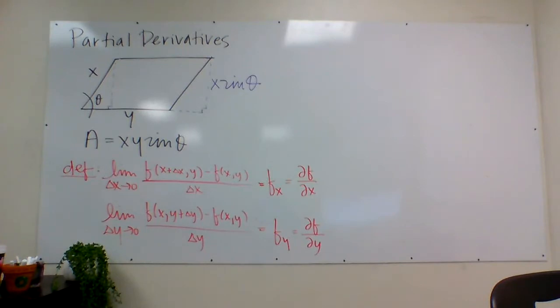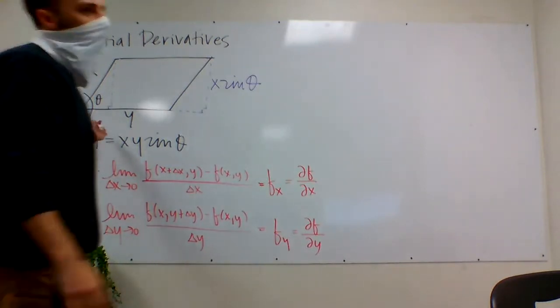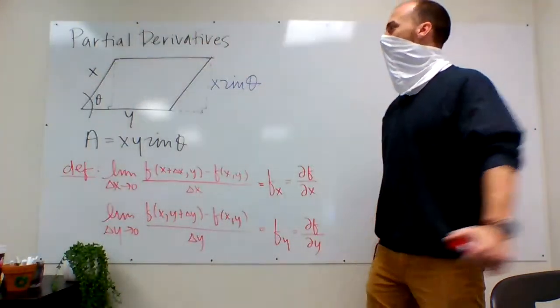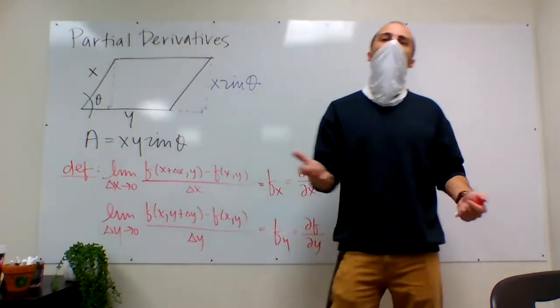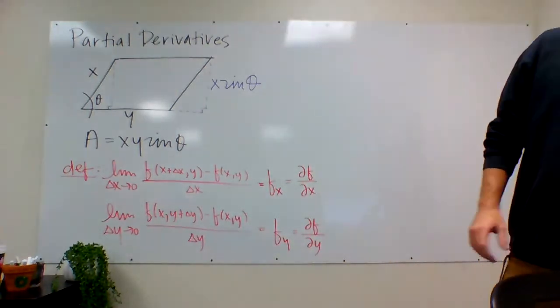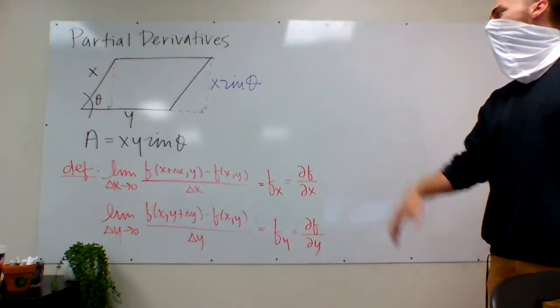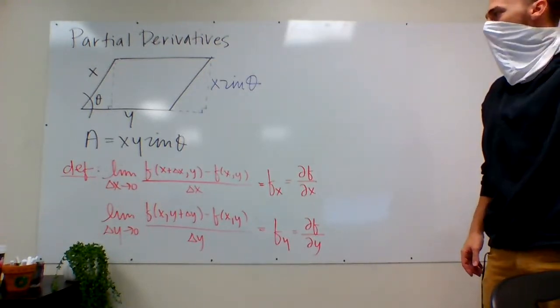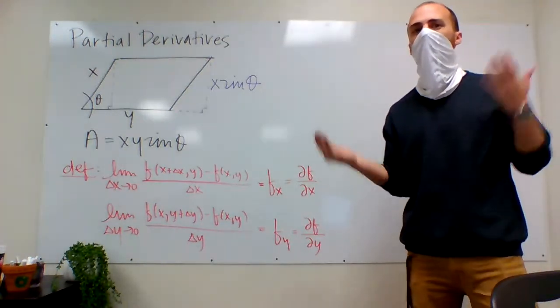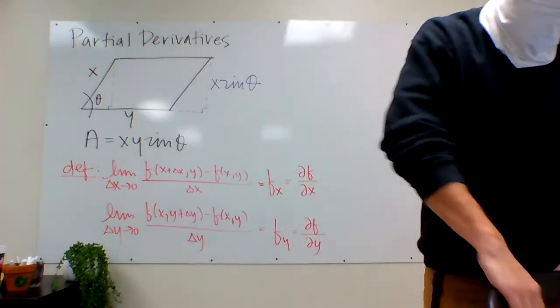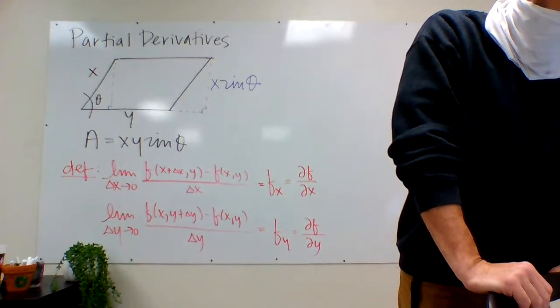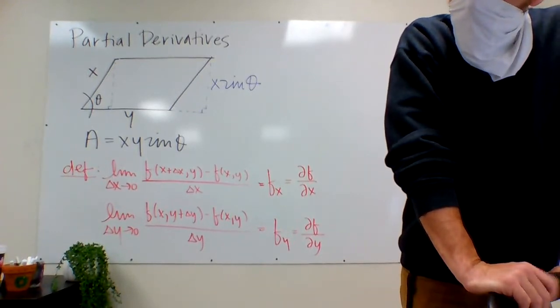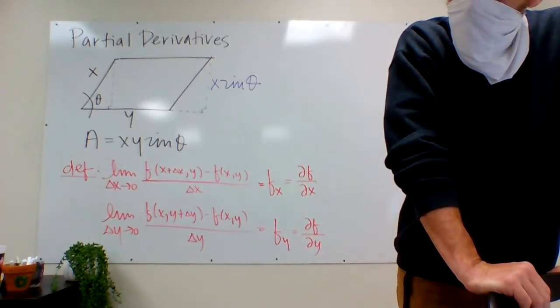So for this area function, I'm sure you could imagine what I mean when I say dA d theta, or dA dy, or dA dx, right? I don't need to write down that definition for any given variable because it all of a sudden gets a lot more complicated. If you don't know how many inputs and outputs you've got, it's kind of tough to say what you mean. What else was I going to say?